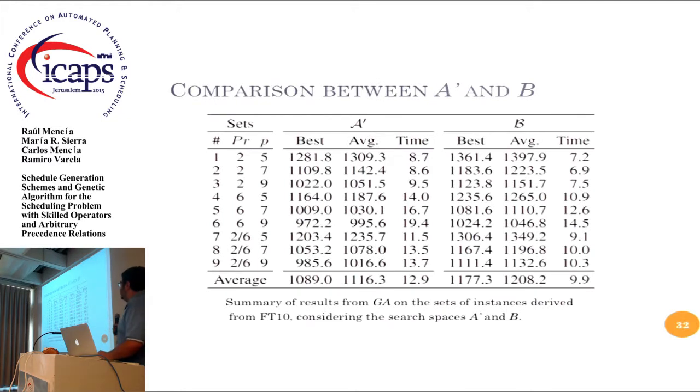Here we have a table to compare the sets, the results yielded by the genetic algorithm with the sets A prime and B. We use the instances derived from the FT10 instance, and we see that for every set, the genetic algorithm yields better results with the A prime set. Although we can also see that it takes a little bit more time. But also I want to say that in other experiments that we did, given the two options the same amount of time, A prime was still better than B.